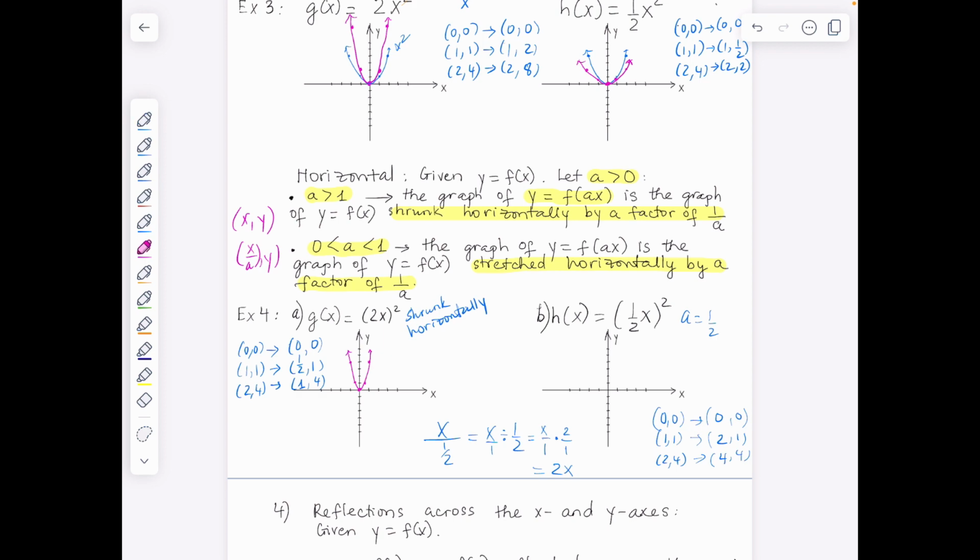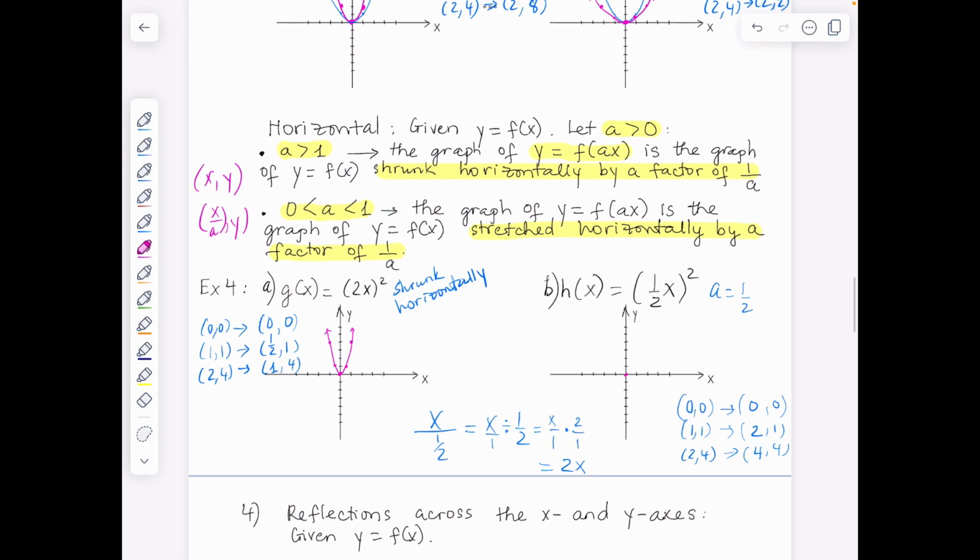So our points are 0, 0, 2, 1, and 4, 4. So reflecting on this side, that's going to be -2, 1, and -4, 4. That's about there.